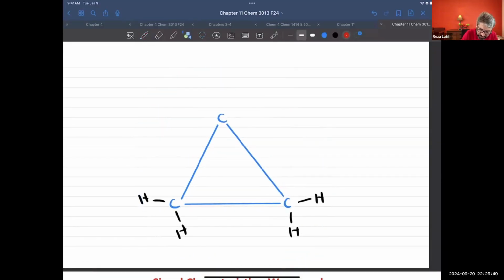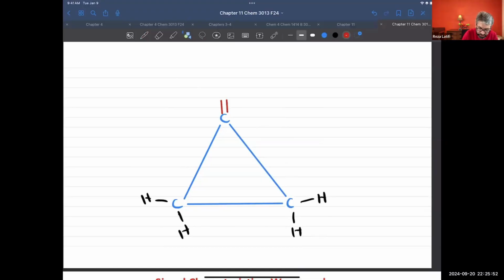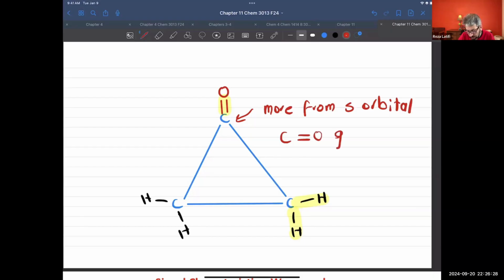We're going to make this carbon active through making a double bond with oxygen. Now we said carbon is using more s character with atoms that are out of the ring. That means carbon is going to apply more s character to make a bond with oxygen. So what will happen? This carbon, because it's using more from s orbital, the CO bond will get shorter.